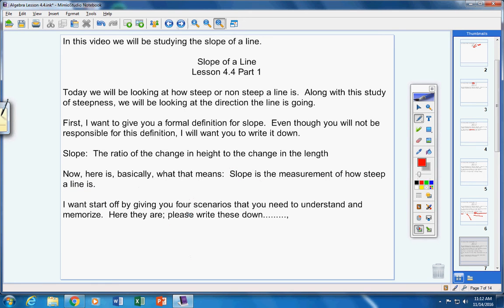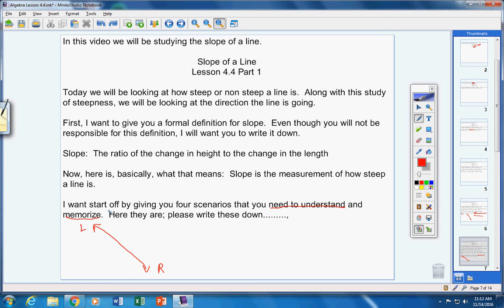I want to start off by giving you 4 scenarios that you need to understand, and you need to memorize. Okay? Here they are. Please write these down. Are you ready? Write these down. I want you to draw, well, I'm not going to worry about drawing a coordinate plane. Let's just do this. I want you to draw a line like this. Just draw a line like this, okay? Now, I don't think anybody would argue with me that this is the left side of the line over here, the left, and this is the right side over here. Left, of course, is that direction. Right is that direction, okay?